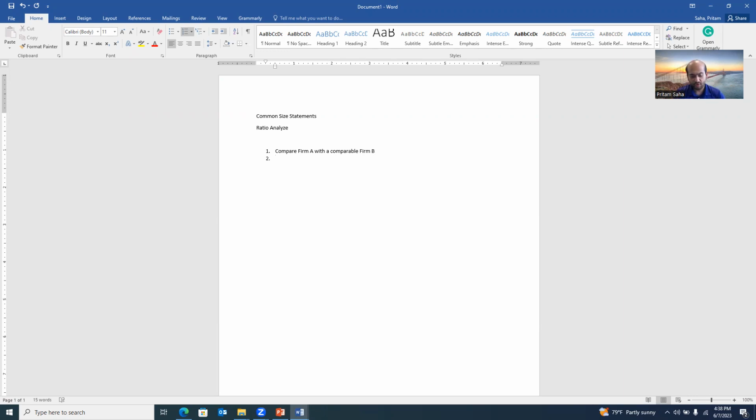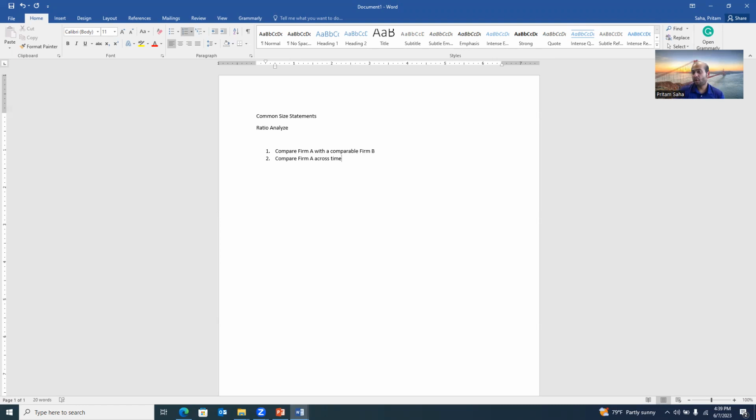Or we can compare firm A's performance across different times. So let's say we can common size or do ratio analysis of firm A for the year 2021. Then we do the same thing for firm A for the year 2022. And then we can compare whether firm A did well in 2022 as compared to 2021. These are the two reasons. If you want to analyze any corporation's statements, we should do common size and ratio analysis.